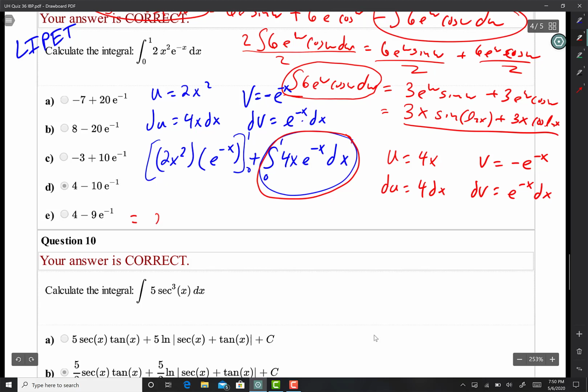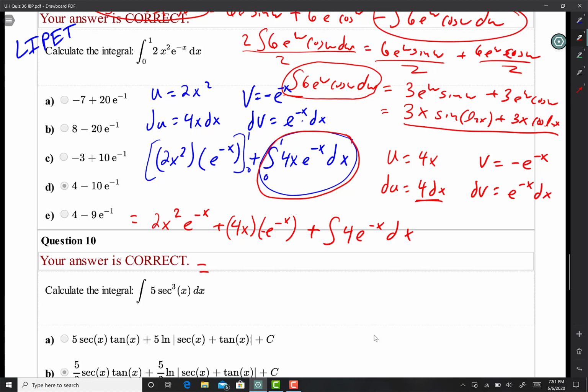So we have 2x squared e to the negative x, plus uv. So 4x times negative e to the negative x, uv. And then again, I'm going to have a minus integral of v du, 4 times e to the negative x. So negative times the negative is a positive, so it's going to turn to a positive 4e to the negative x dx. So finally, we're almost done, guys.